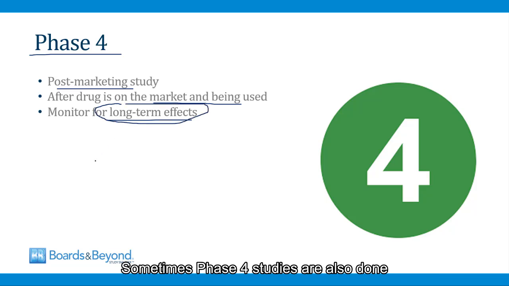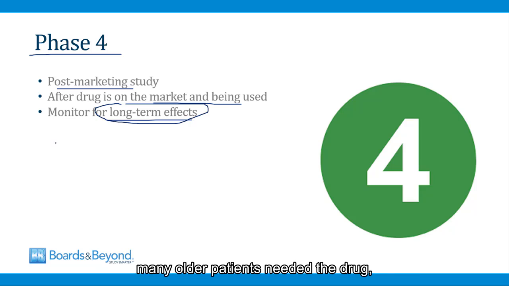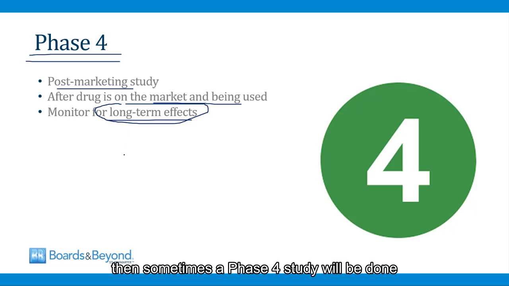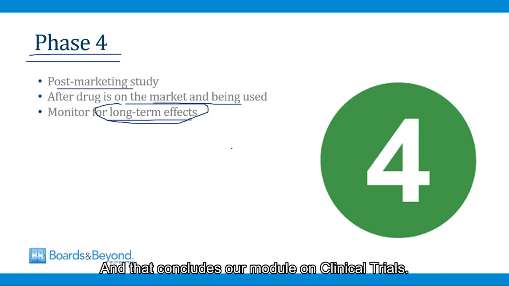Sometimes phase 4 studies are also done in different populations than the population that was studied when the drug was approved. For example, if a drug is approved by testing in younger patients, but in clinical practice many older patients need the drug, then sometimes a phase 4 study will be done to see how the drug performs in that different population. And that concludes our module on clinical trials.